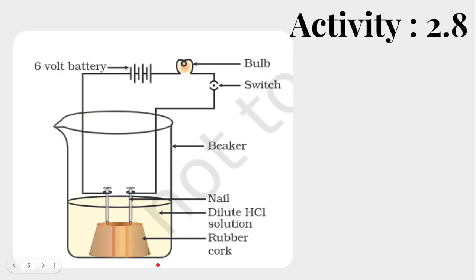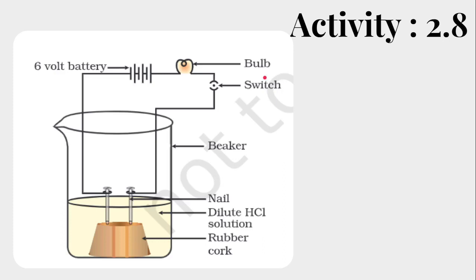Connect the nails to the two terminals of a 6-volt battery through a bulb and a switch as shown in this figure. Now pour some dilute hydrochloric acid in the beaker and switch on the current. Then we'll pour the hydrochloric acid solution and then turn on the switch. Repeat with dilute sulfuric acid. What do you observe?